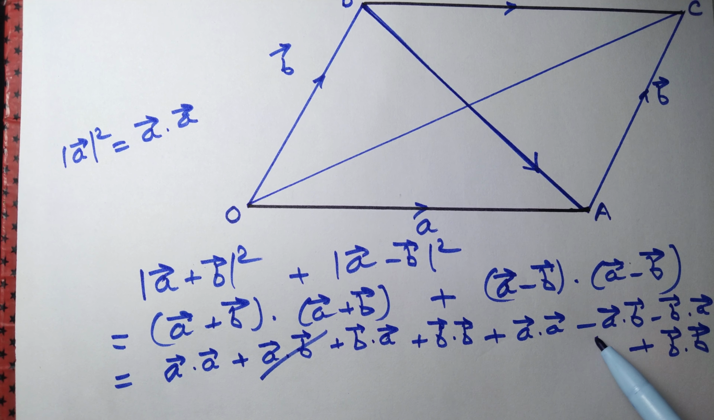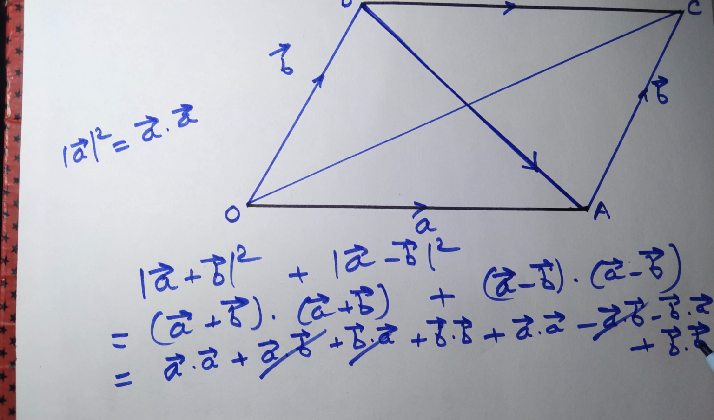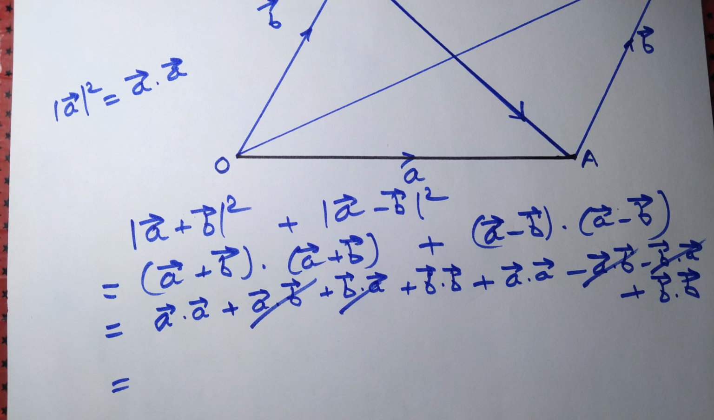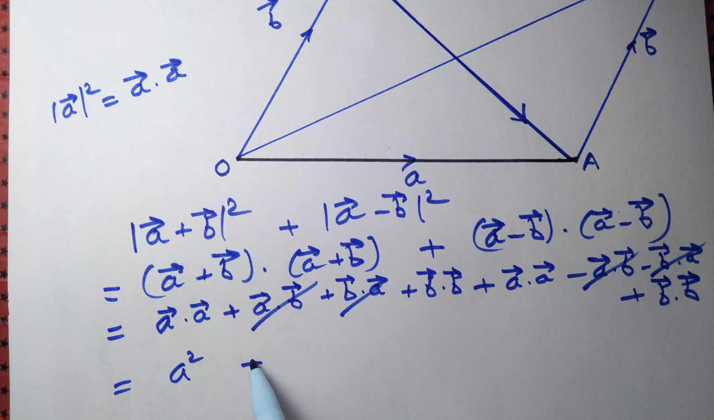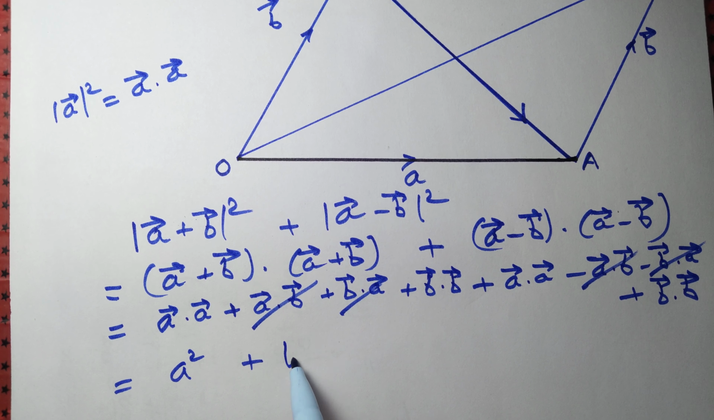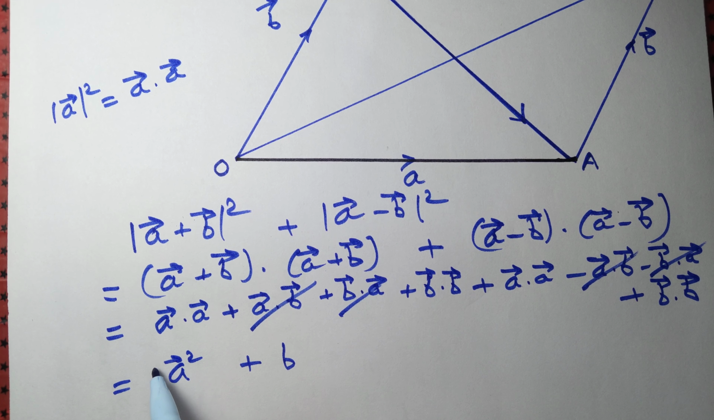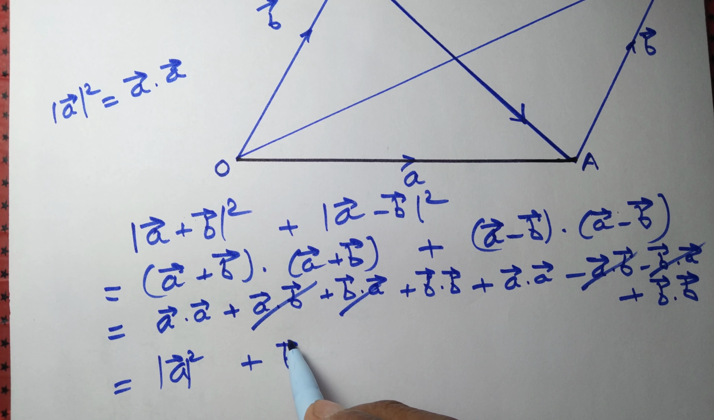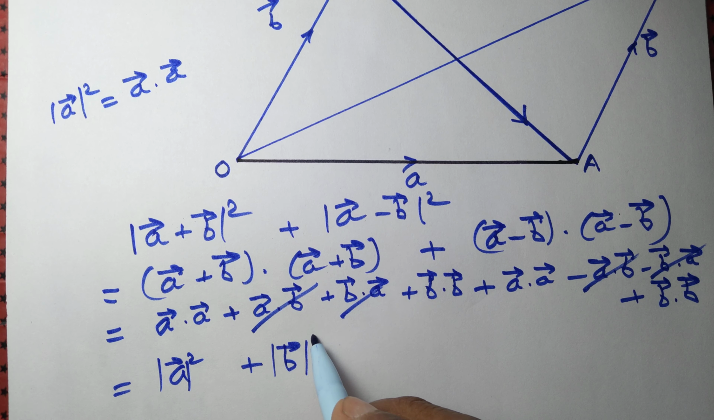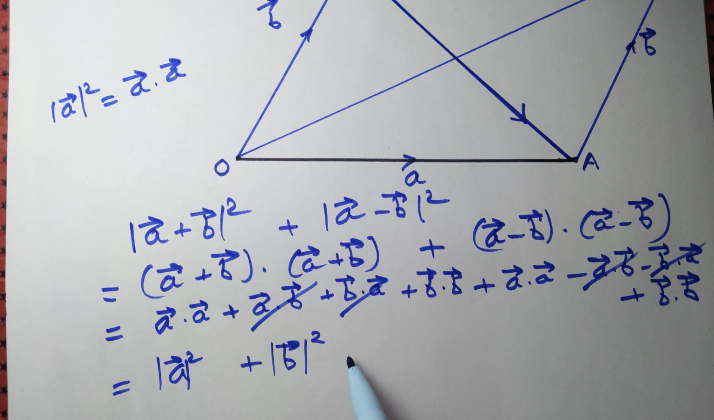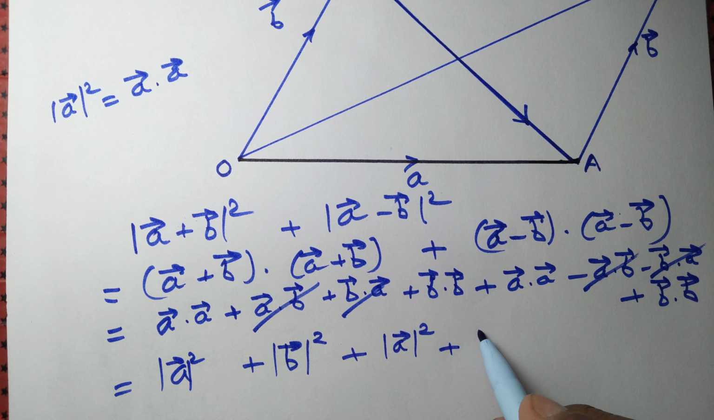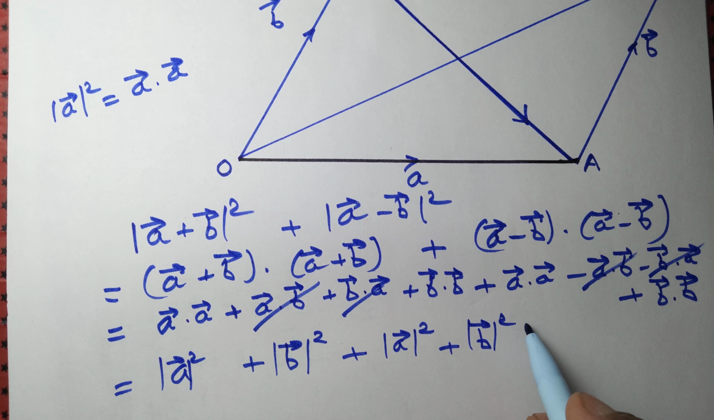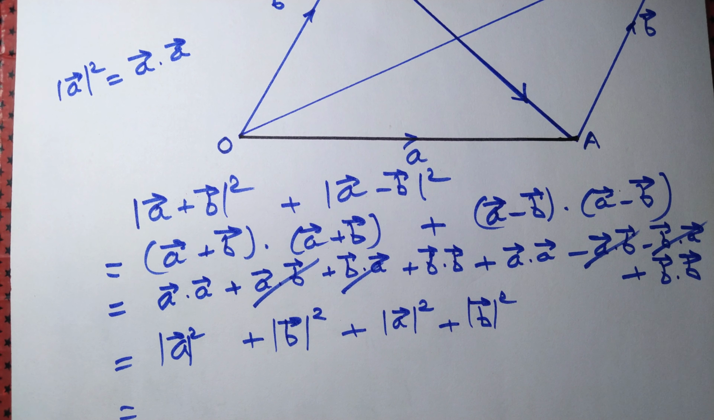Observe that a dot b gets cancelled, so does b dot a. And again, a dot a is exactly equal to mod a square, and b dot b is exactly equal to mod b square. Now, how many mod a square?